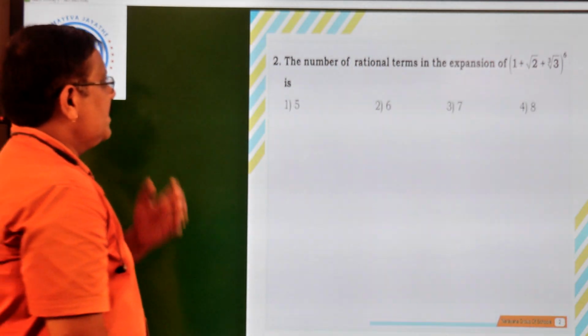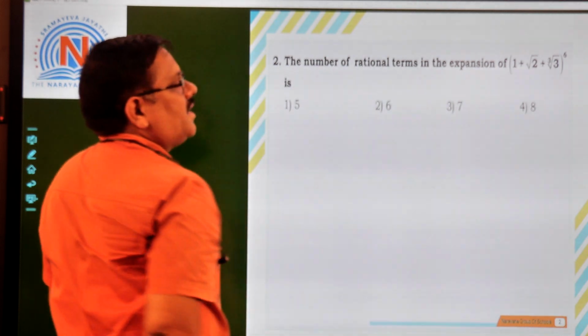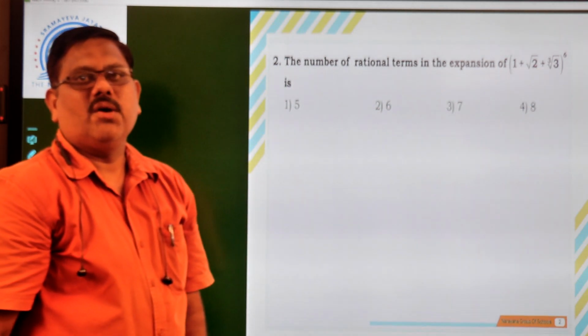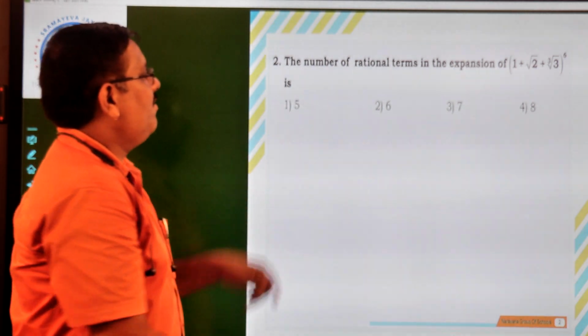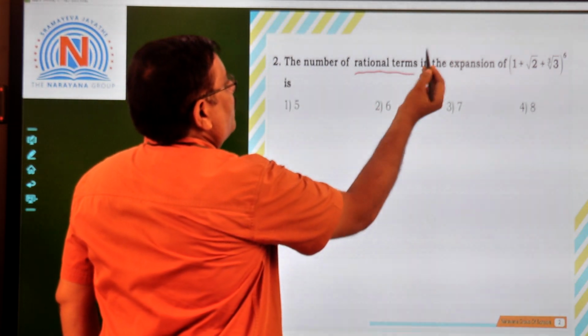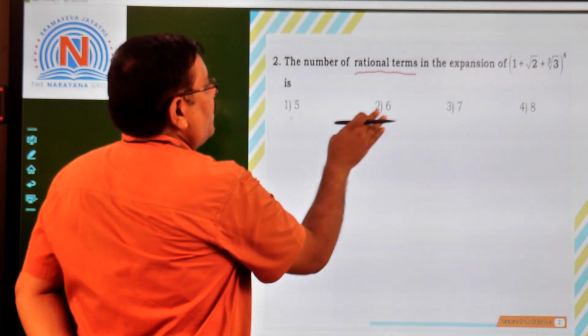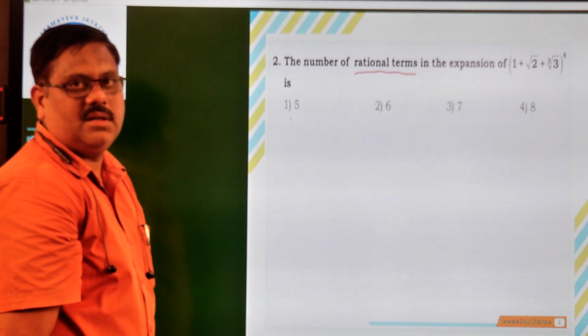The next question is the number of rational terms in the expansion of 1 plus root 2 plus cube root 3 whole power 6. The number of rational terms. This is important for us. Okay. So options are given as 5, 6, 7 and 8. Now let us see this.